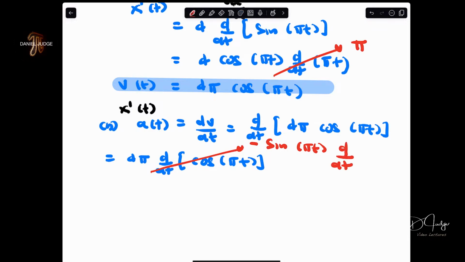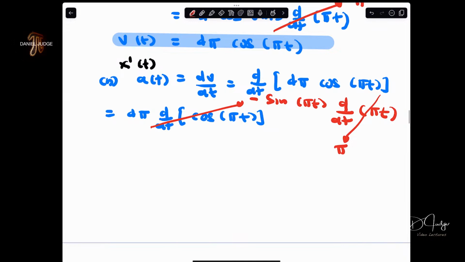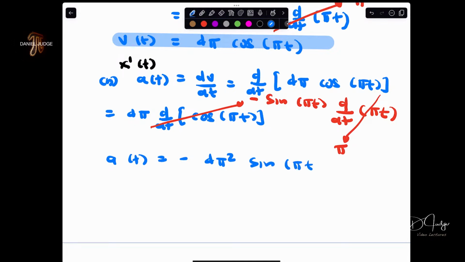So let's differentiate pi t, chain rule, and you guys know this will be pi. So everything all together, don't forget we have other terms. Acceleration is going to be negative 4 pi squared sine pi t. So don't forget the 4 pi, the negative sine pi t, pi. There we go, ladies and gentlemen. Here's your acceleration function.